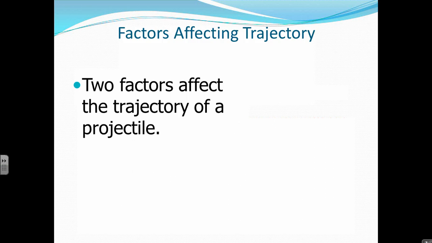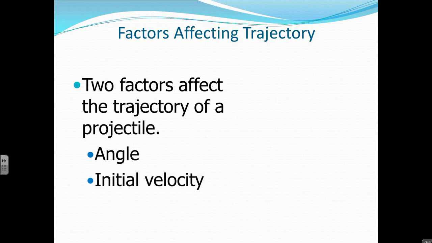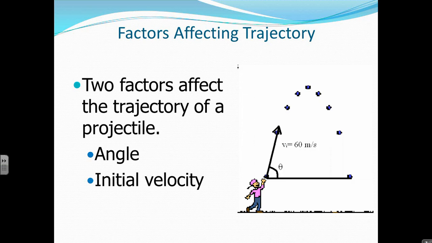If we want to know what affects the trajectory or the path of a projectile, there are two factors. The first is the angle that it's launched at. Shallower angles will not go as far if they're below 45 degrees. Greater angles will lead to greater heights. The other factor is the initial velocity of the projectile itself, where the greater the initial velocity, the greater range and height projectiles typically achieve. And here you can see a picture of someone throwing a ball, and they've identified the two main components: the initial velocity and the angle it's launched at relative to the horizontal.